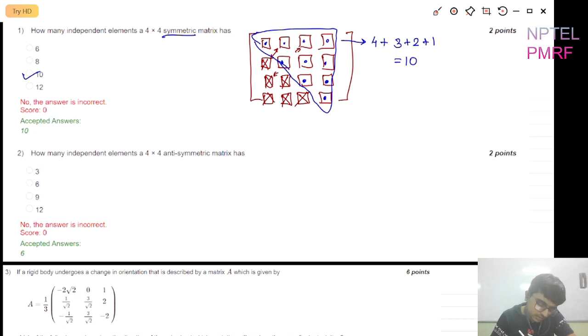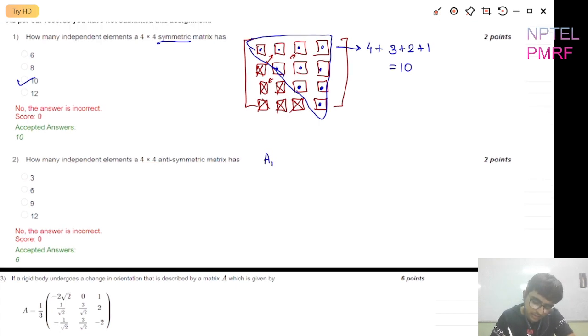The second one is how many independent elements a 4 cross 4 anti-symmetric matrix has. Now the property of an anti-symmetric matrix is that Aij is equal to minus Aji. So if you put i and j equal, let's say 2, then it means A22 is equal to minus A22, which simply means that A22 is equal to 0, right? And this is true for any index, which means diagonal elements are 0.